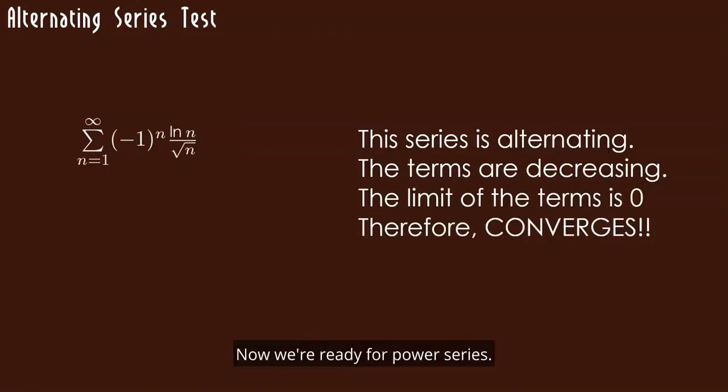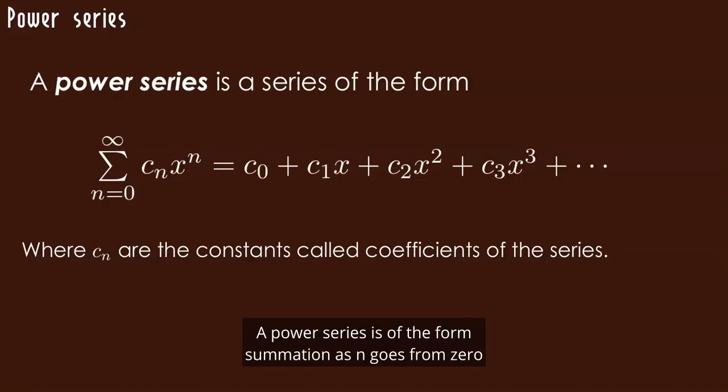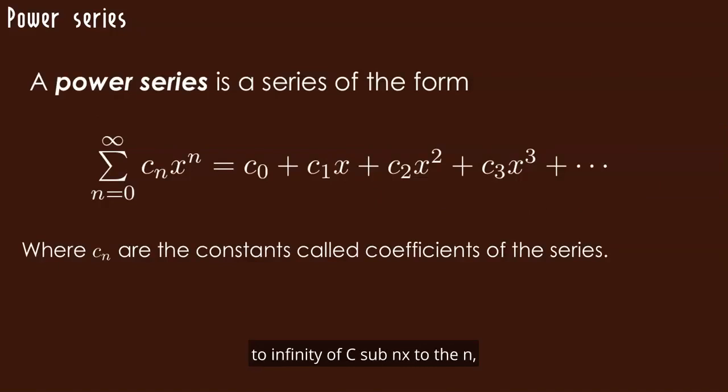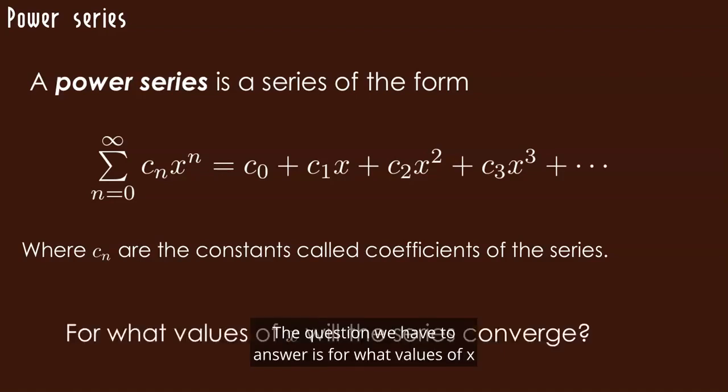Now we're ready for power series. A power series is of the form summation as n goes from 0 to infinity of c sub n x to the n, where c sub n are constants called the coefficients of the series. This is a polynomial. This is an infinitely long polynomial. The question we have to answer is, for what values of x will the series converge?